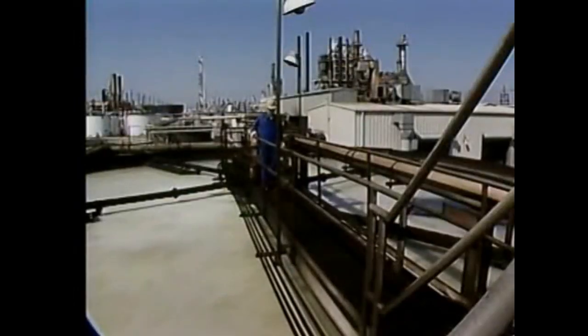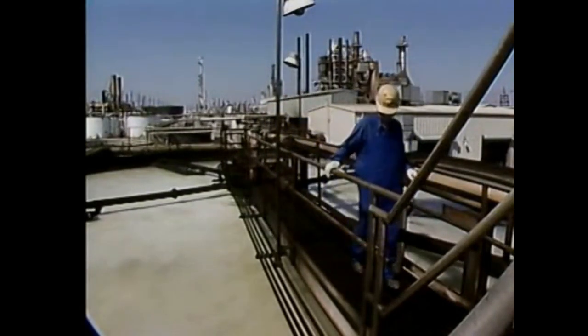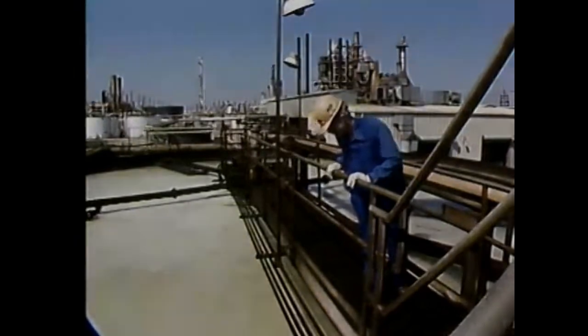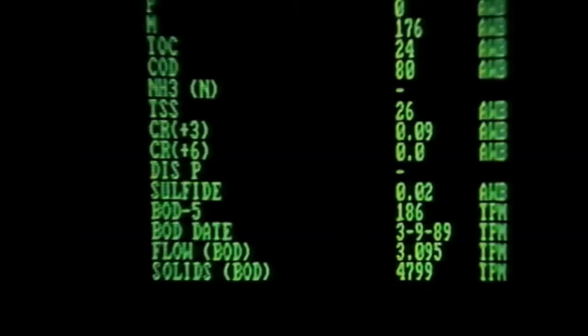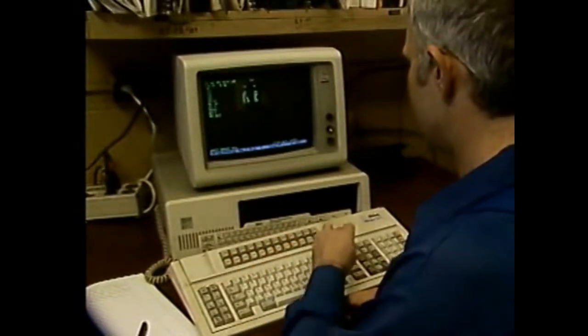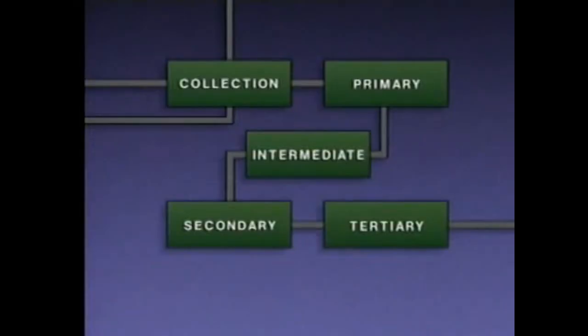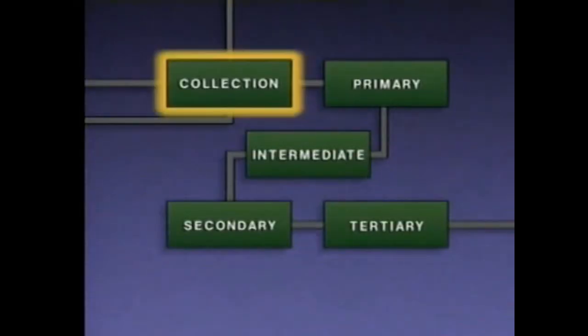The operator finds that the clarifier is working properly and that the values of the other process variables are within their normal ranges. Basically, all indications except the sludge blanket level appear to be normal. So the operator rules out the secondary stage of the treatment process as a source of the problem. The operator decides to check the collection section next.